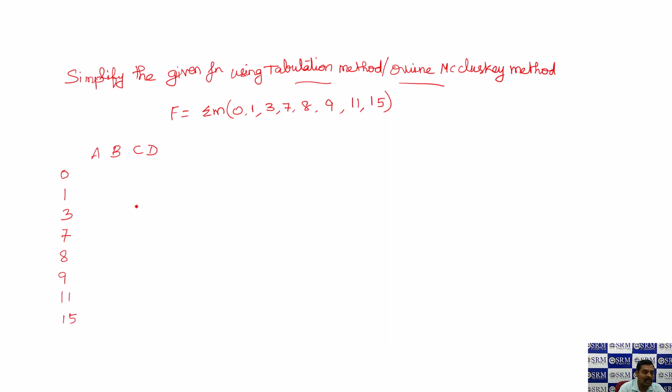Now I am going to represent these decimals as corresponding binary values. I am using a 4-bit representation, because the maximum term given in the question is 15, so 4 bits are sufficient. Hence I am using only 4 bits, A, B, C, D. Now I am going to represent these in 4-bit binary values.